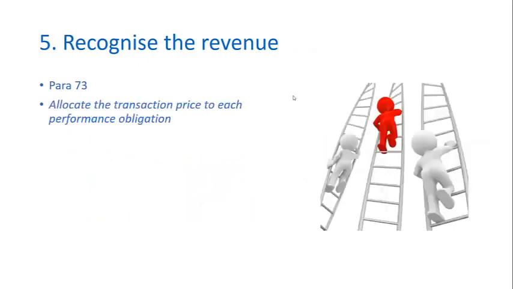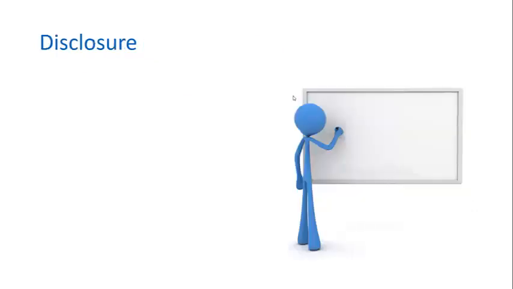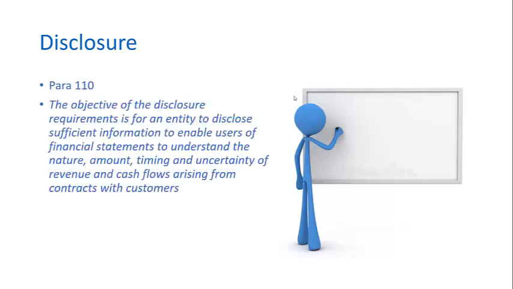The final step is to work out when do you actually recognise the revenue. And you do this when you've achieved or satisfied the performance. Finally, there are the disclosure requirements. These disclosure requirements are quite extensive, and they relate to ensuring that you provide enough information to provide some certainty as to how revenues have been determined.